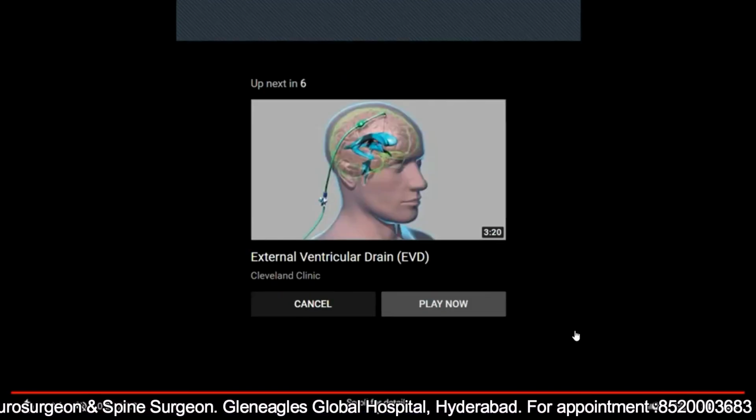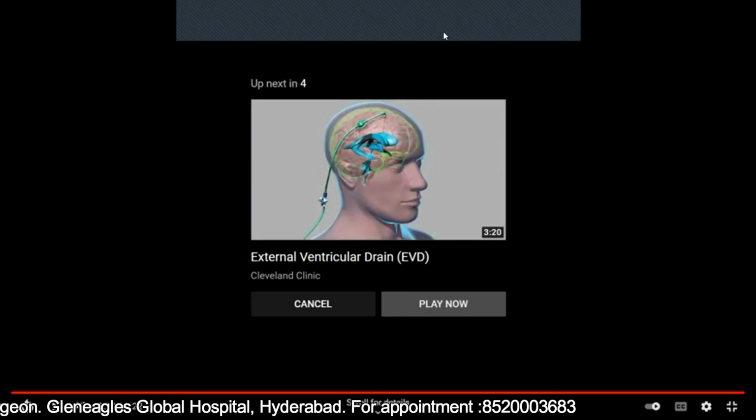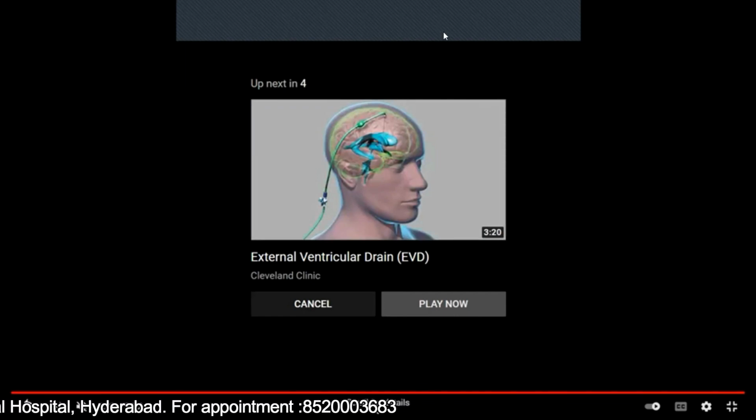So once we puncture the floor of the ventricles, the CSF automatically goes from the ventricle directly into the venous supply. So this again decreases the amount of CSF in the brain, decreases the pressure and saves the life of the patient.